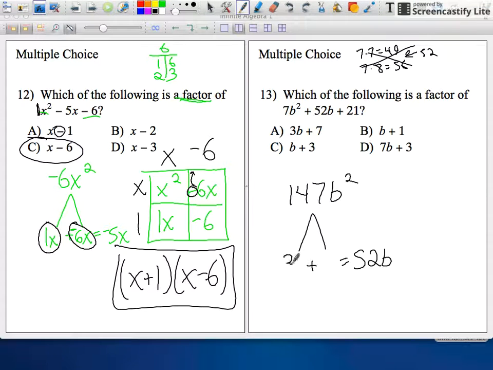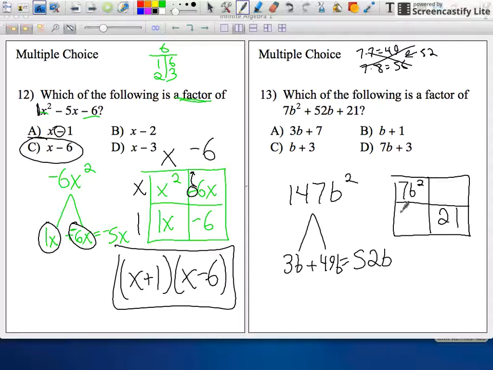Okay? 3b, 49b. If I add them, I get 52b. If I multiply them, I get 147b squared. So those are my pieces that I need, and I'm ready to throw them in the box. Along with 7b squared and 21. So we've got 3b. Doesn't matter where you put them, as long as you put them in there. 3b, 49b. Greatest common factor here, just the variable b.